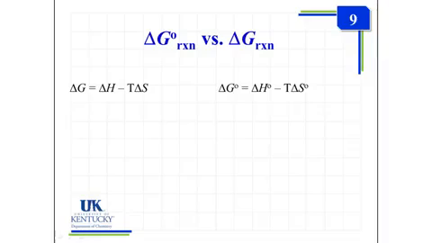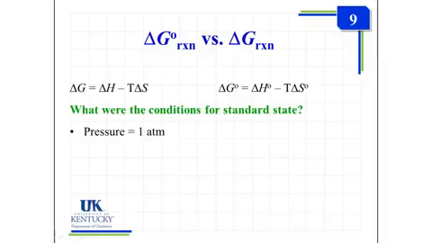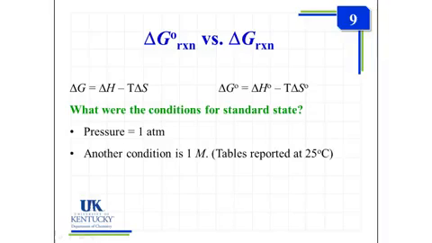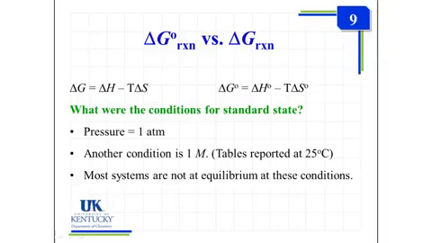What is the difference between the standard state and non-standard state? Well, let's review what it means to be in standard state conditions. That means that the pressure is at 1 atmosphere, and if it is a solution, then it would be 1 molar. And when you look in tables for standard values at thermodynamics, they're usually at 25 degrees Celsius, though they don't have to be considered standard state.